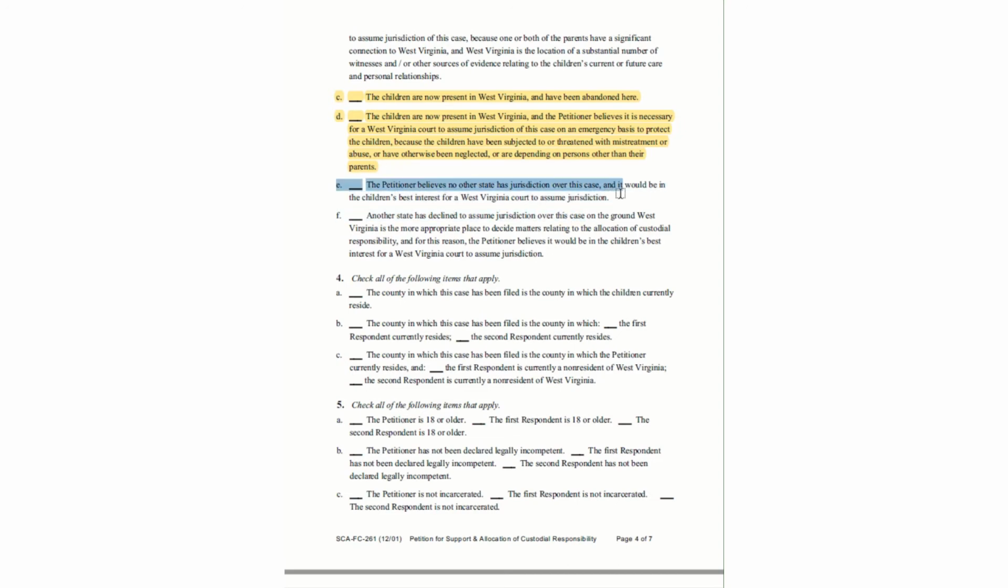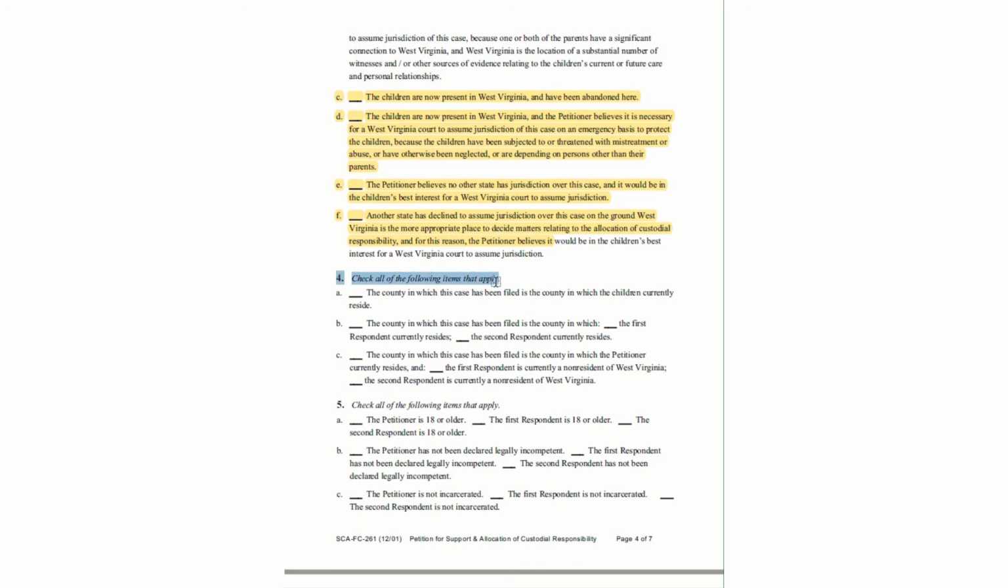E asks if there's no other state that has jurisdiction and the petitioner, the person filing, thinks West Virginia is the best place for the case to be heard. And then F is an option if another state has declined to hear custody because they felt like West Virginia was the place that was more appropriate to decide custody for these children.